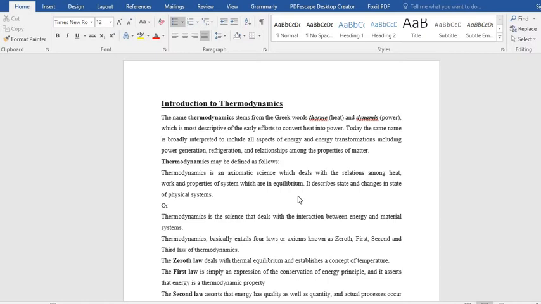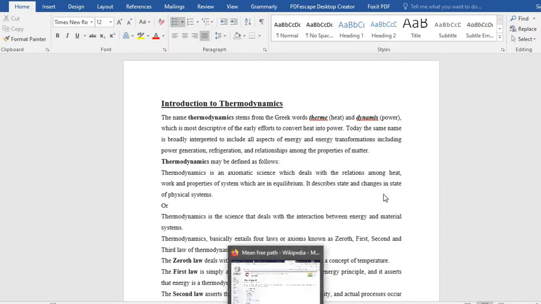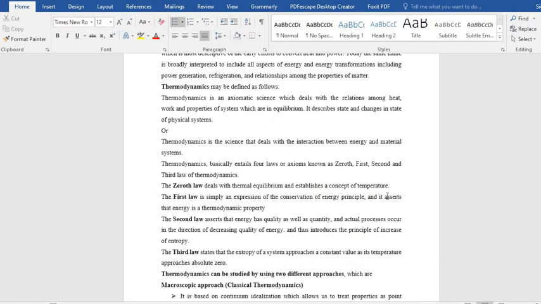However, the first law is the law of conservation of energy. It shows that energy is a thermodynamic property, and it gives the quantity of energy. However, to know the quality of energy, we need another law, known as the second law of thermodynamics. The second law asserts that energy has both quality as well as quantity. The first law doesn't give the direction in which the energy conversion will take place.